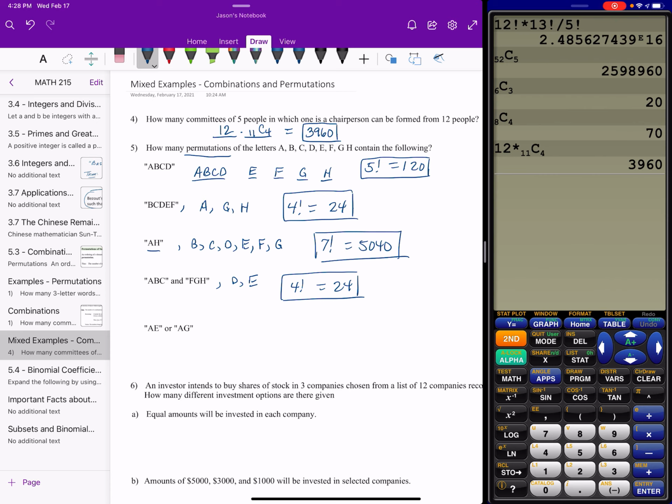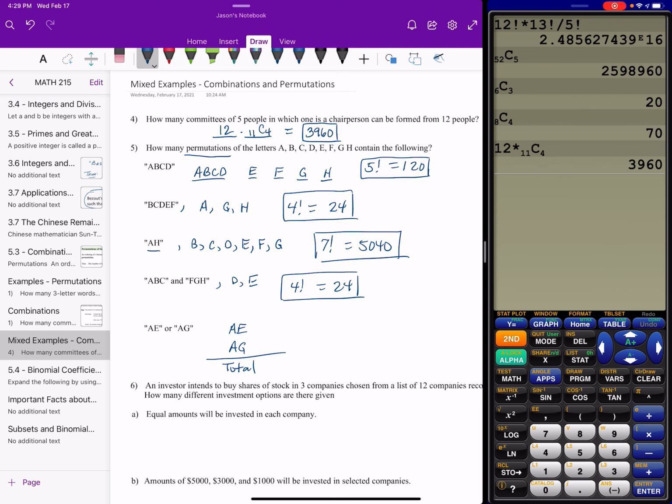Now, AE or AG, here's the interesting thing. So remember we learned previously about inclusion-exclusion. And we know that if we have an or, we're adding outcomes because we're saying we want this or we want this, not and. And means multiply. So looking at this, AE and AG can't happen at the same time. There's no strings of letters that are going to have those 2 things together. So basically, all we do is look at the AE, look at the AG, and then add them.